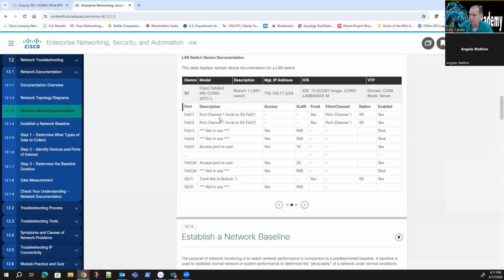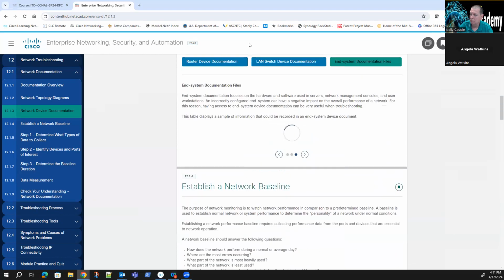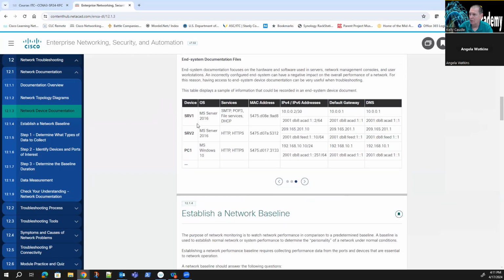This is pretty good here. I mean, it at least does tell you whether or not it's in use or not in use. The problem with this is, imagine if you've got 400 switches in your environment, the ability to keep all of this documented can be a full-time job. And there may be someone whose job is nothing but network documentation, especially in very, very large environments. And here's servers.